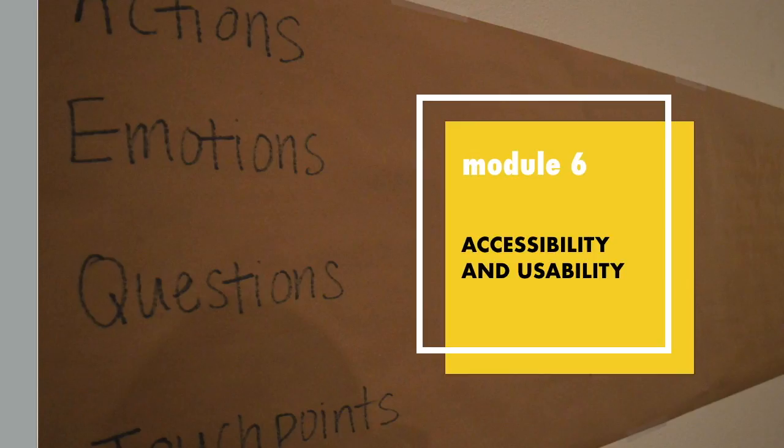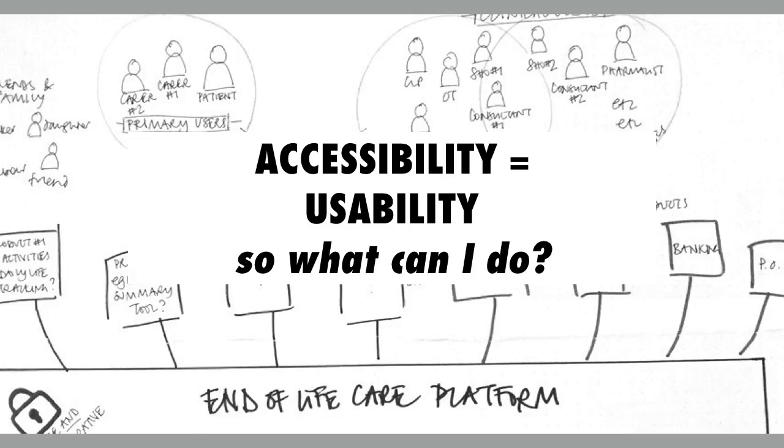So in the previous modules, we've talked about how to design a research project, how to interview participants, and how to approach the data that you collect. In this module, we're going to talk about two key topics, accessibility and usability. In the last video, I made the case for understanding accessibility as a fundamental part of usability, not some other thing or fringe concern. But what does this mean, and what can you do?